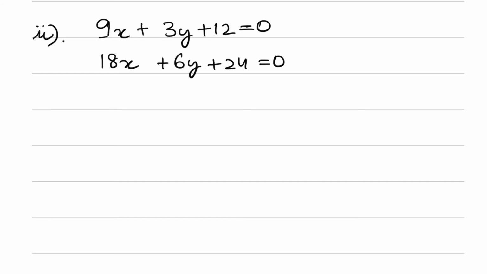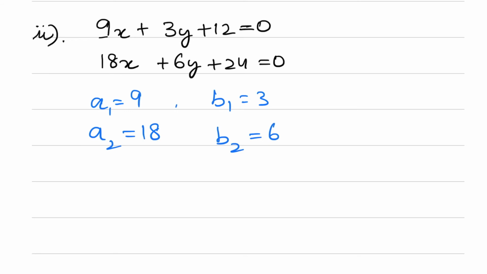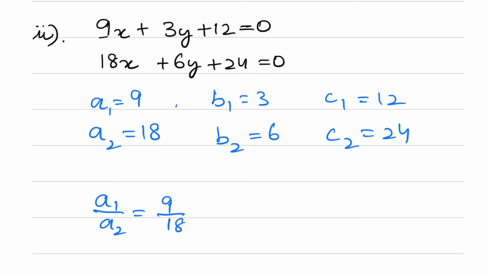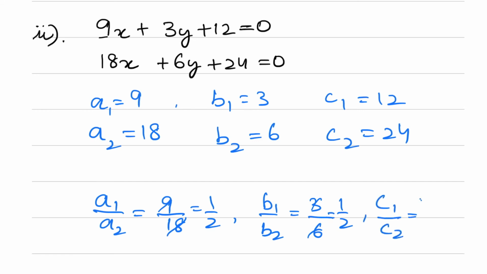So in this we have a1 is equal to 9, a2 is equal to 18 and b1 is equal to 3, b2 is equal to 6 and c1 is equal to 12 and c2 is equal to 24. Let's find out the ratio. So a1 by a2 is equal to 9 by 18, so this is equal to 1 by 2, while b1 by b2 is equal to 3 by 6, so 1 by 2. Okay, and c1 by c2 is 12 by 24.